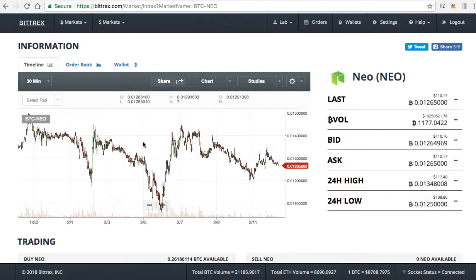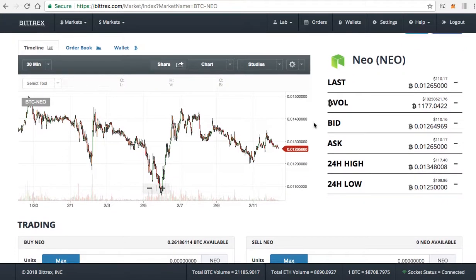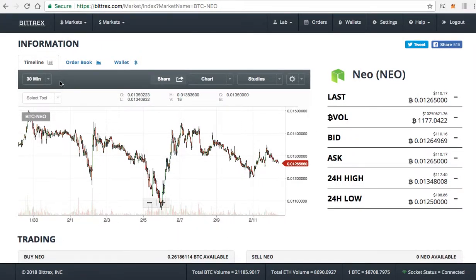I normally don't chart on Bittrex. I use Coinigy, because it just allows me to get more technical with my analysis. But I'll go up here to the daily. You can see it's automatically on 30 minutes. You just click on that little down arrow, and it will show you daily, 3-day, weekly, monthly, hourly, 1 minute, 5 minute, 15 minute, and 30 minute.